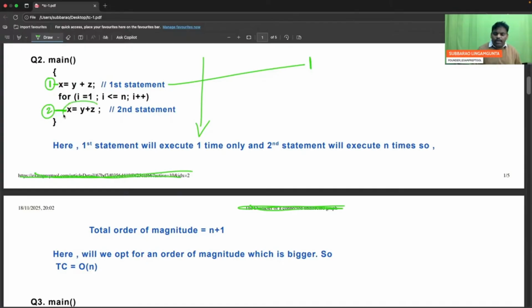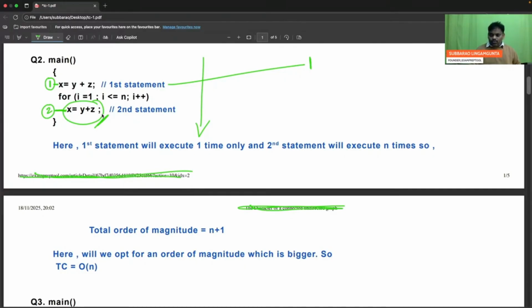No, it is a part of the for loop. For each I value, this statement will execute. When you say it is a loop, the second statement is inside the loop, so it will execute many times. I is equal to 1, second statement will execute one time. I is equal to 2, second statement will execute one more time. And so on, it keeps going.